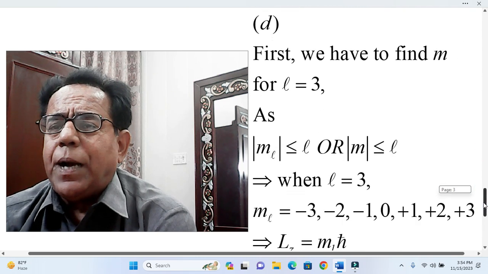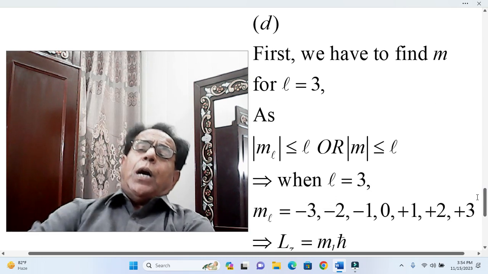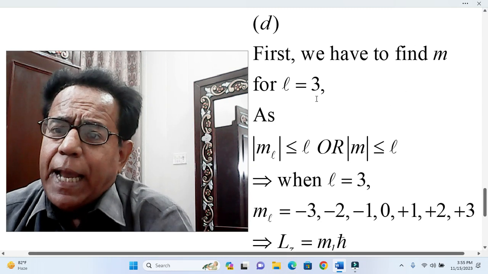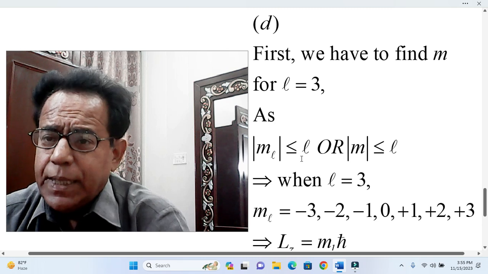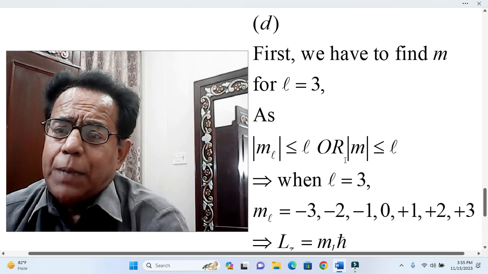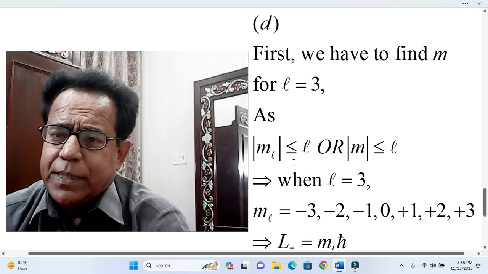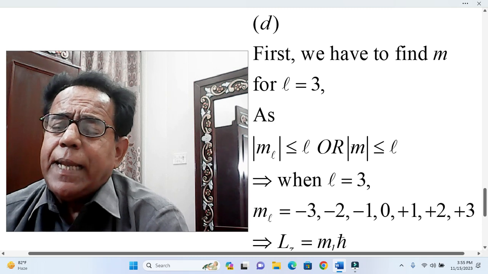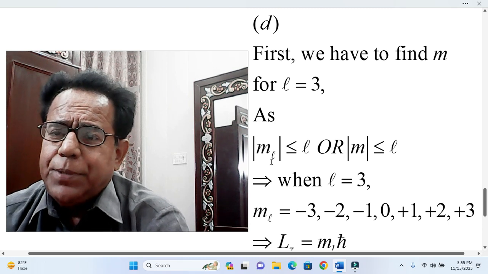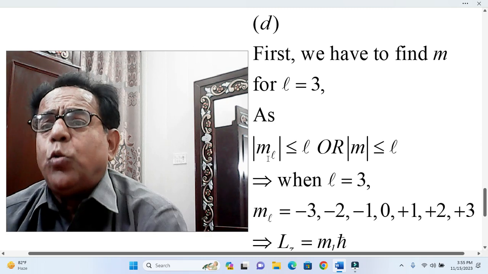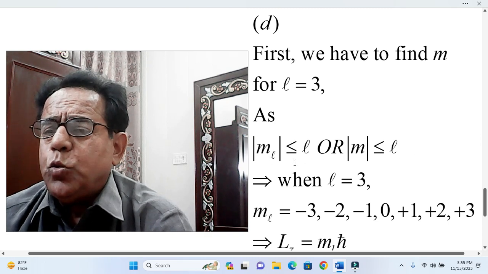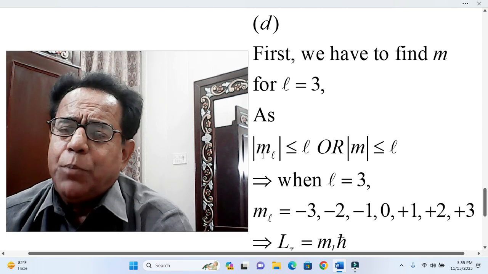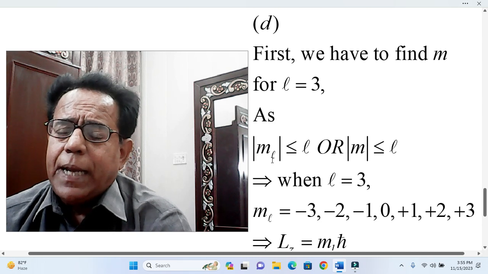Now we come to part D. In order to solve part D, first we have to find M for l equal to 3, as this portion has been selected from the snapshot. This is the basic formula for determining M. Sometimes it is expressed simply as M, and sometimes small l is written as a subscript of M. There is no difference between these two notations. Some authors use simply M, and some use small l as a subscript of M.